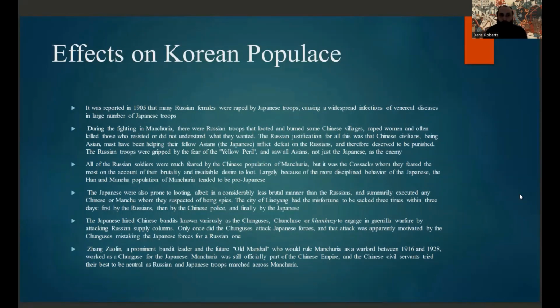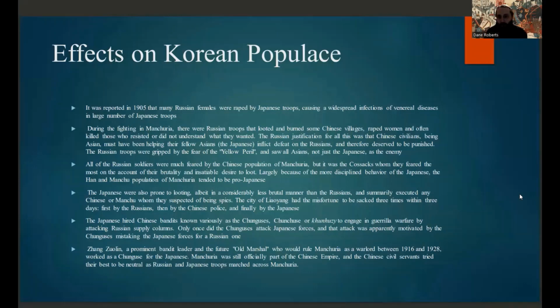The Russian troops were gripped by the fear of the quote-unquote yellow peril and saw all Asians, not just Japanese, as their enemy. All of the Russian soldiers were much feared by the Chinese population of Manchuria, but it was the Cossacks whom they feared the most on account of their brutality and insatiable desire to loot.